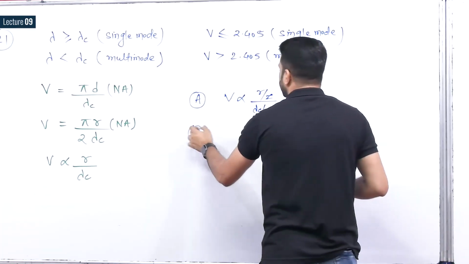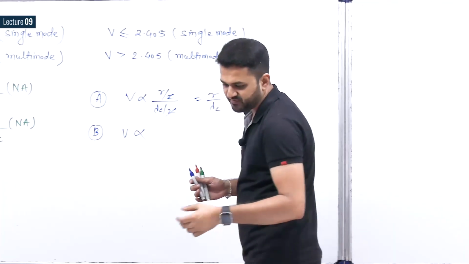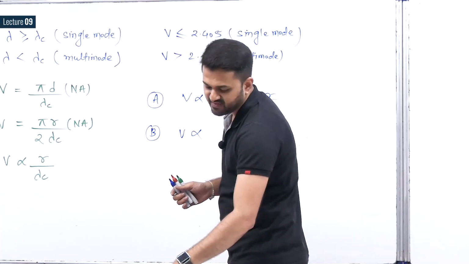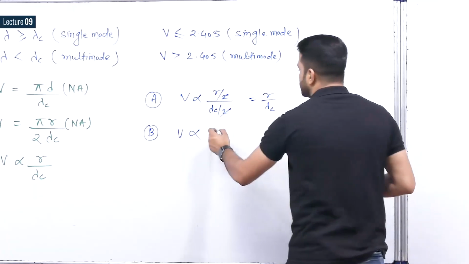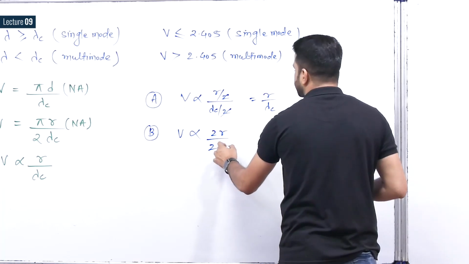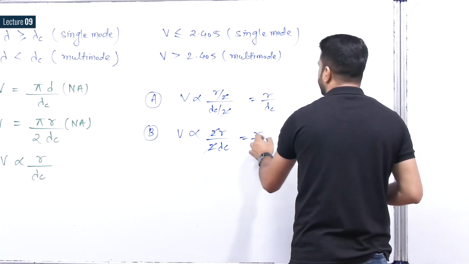So in option B, we are saying that if suppose I make both the radius as well as the operating wavelength double, so this is 2r and this is 2 lambda c, and this 2 and 2 will get cancelled again and we get the same ratio.